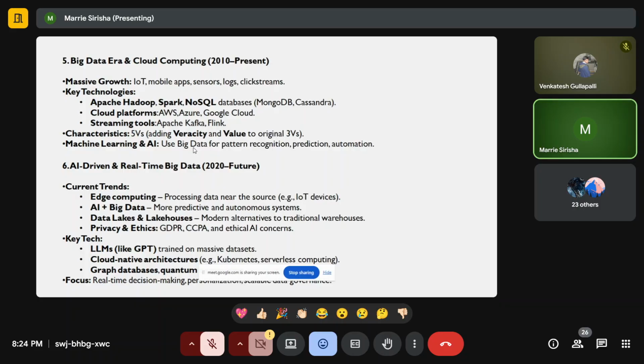Okay. Key technologies. What are the key technologies that we are seeing now? LLMs, like ChatGPT trained on massive data sets, cloud native architectures, graph databases, quantum computing, and it is focusing on real time decision making. Okay, so this is how big data has evolved.